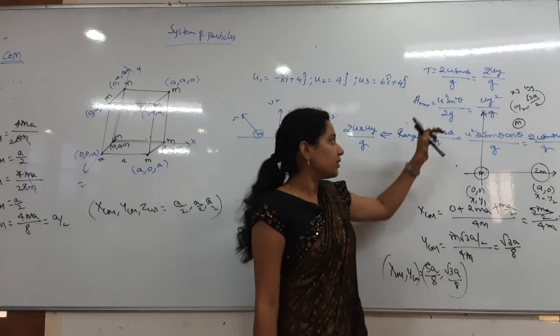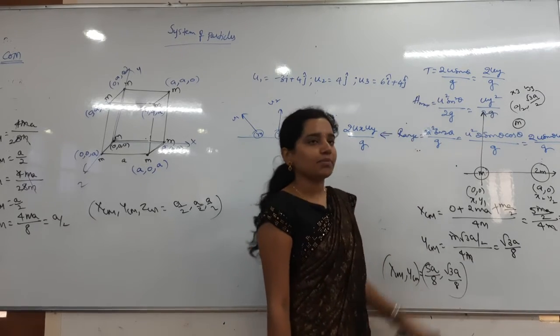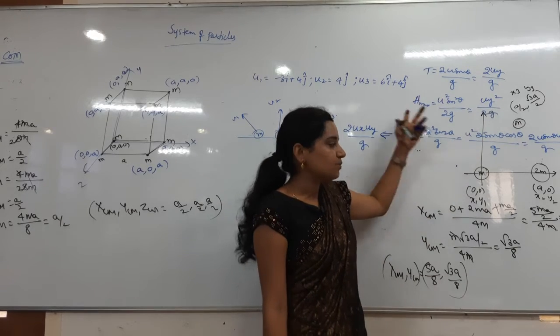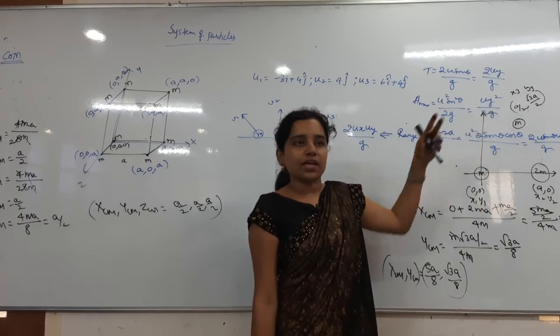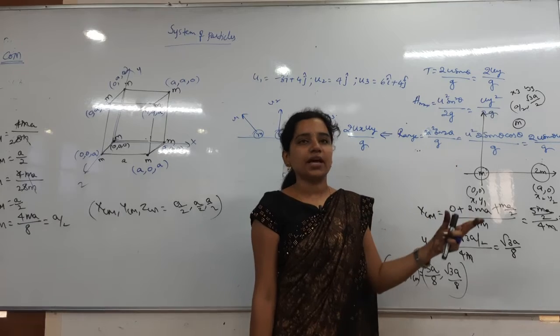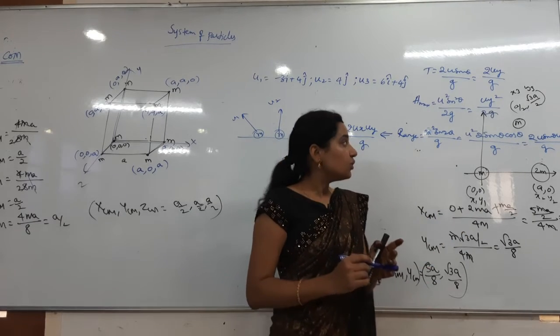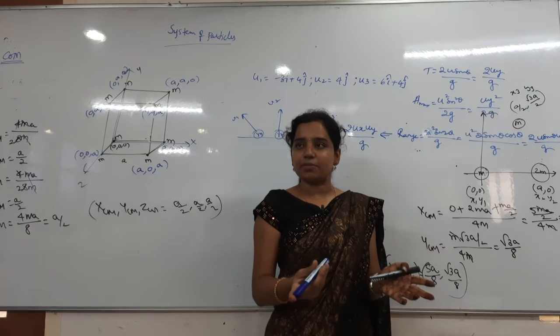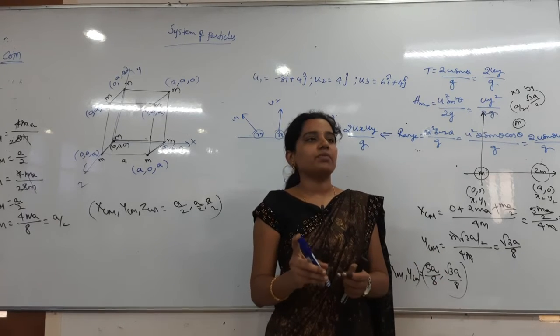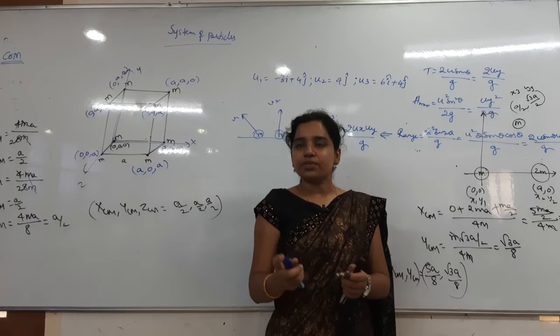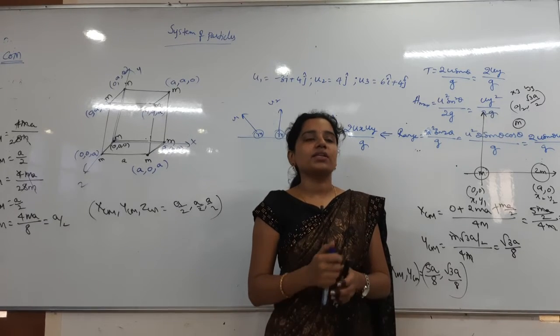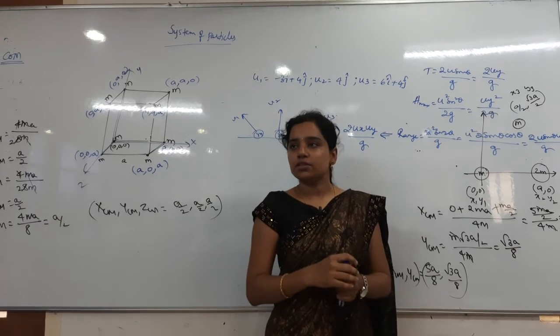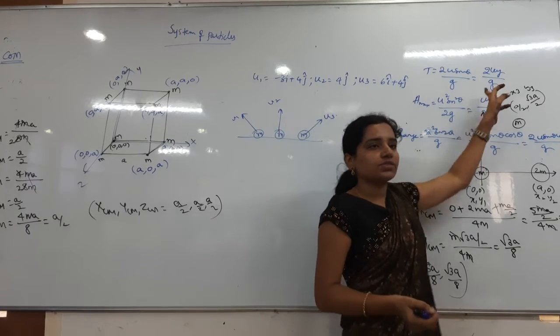Clear? This is a range and then maximum height and then time of flight. Already I explained half of the solution only. So they are asking the time of flight, range and then height. Time of flight is 2u sin theta by g. I am explaining again for whoever was absent: the time of flight formula is 2u sin theta by g. Here u sin theta is nothing but the y coordinate of the velocity, so it is 2uy by g.